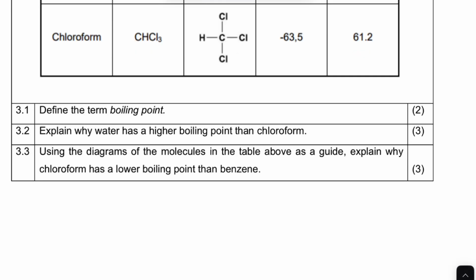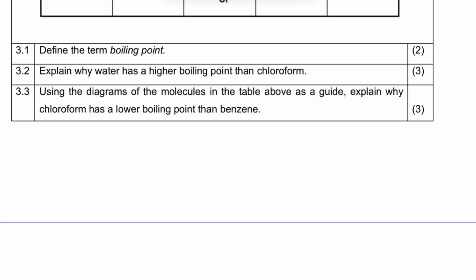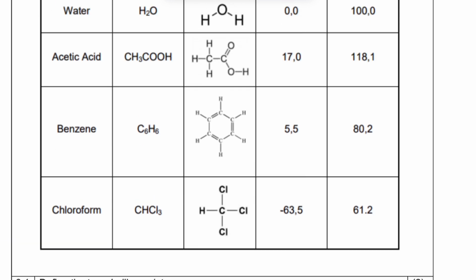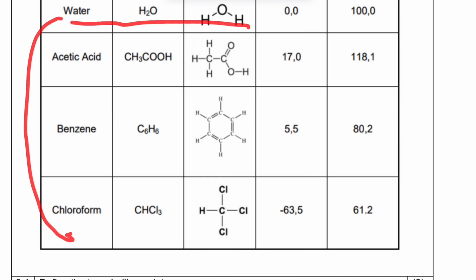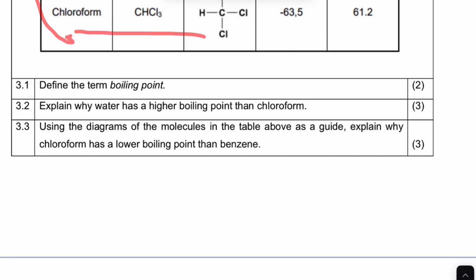Now let's answer the question. Define the term boiling point. You must know the boiling point, guys. Question 3.2 says explain why water has a higher boiling point than chloroform. So we are comparing these two. The first thing you need to do when you compare different compounds is talk about their intermolecular force. So in 3.2, you will start by talking about the water.